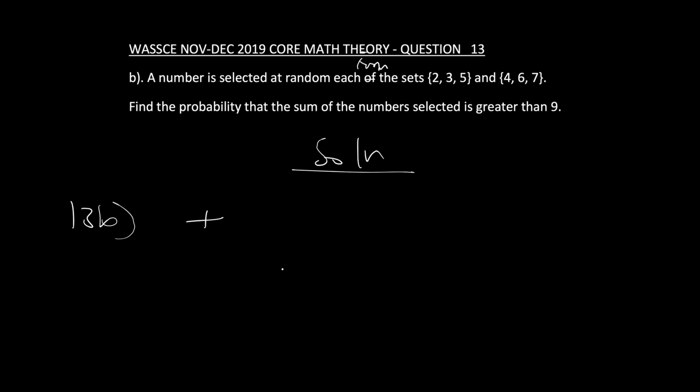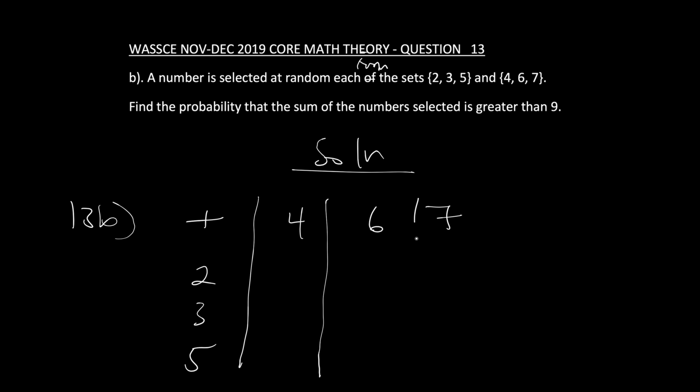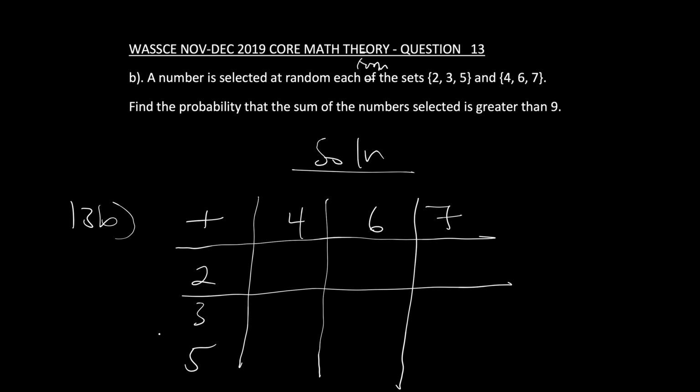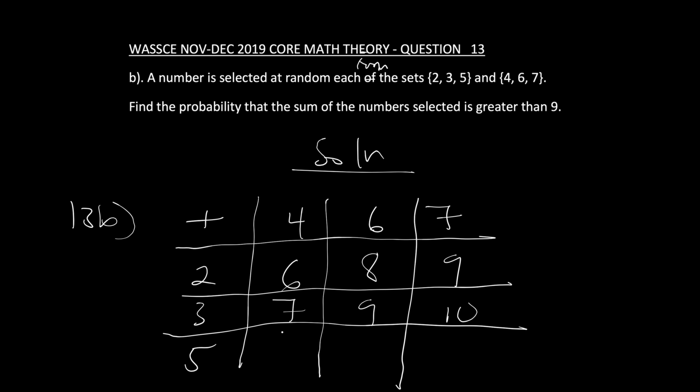So if we add 2, 3, 5 and 4, 6, 7, we can draw a table for this. So this is what our table will look like. Now 2 plus 4 is 6, 2 plus 6 is 8, 2 plus 7 is 9, 3 plus 4 is 7, 3 plus 6 is 9, 3 plus 7 is 10. Then we have 9, 11 and 12.